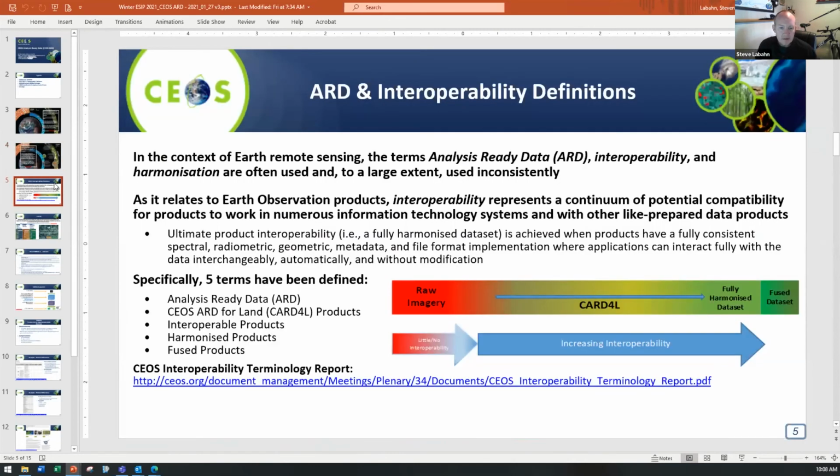We know definitions are an important piece, so we've tried to put ourselves in some context, and so we know that analysis ready data is a very broad term, and people use it in all sorts of ways, in all sorts of applications.